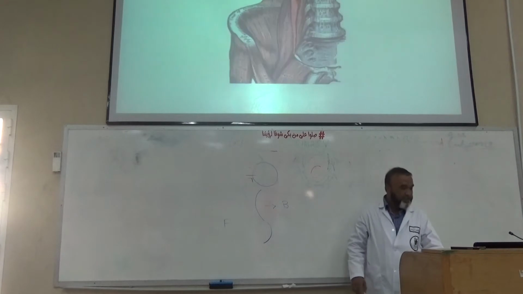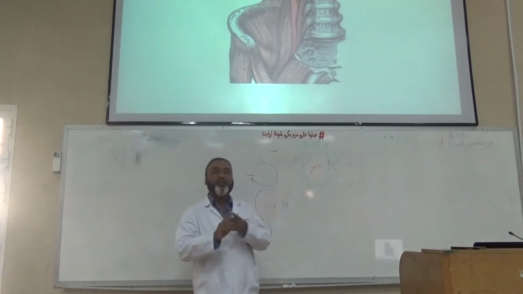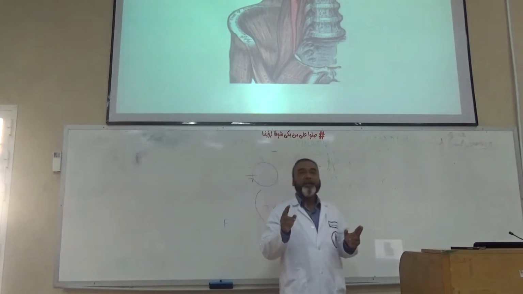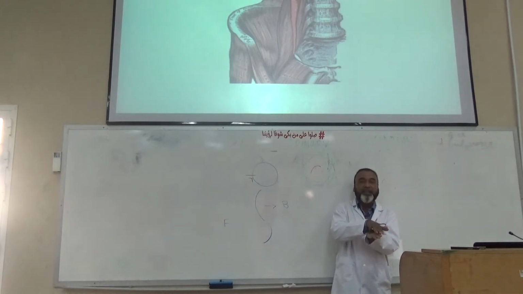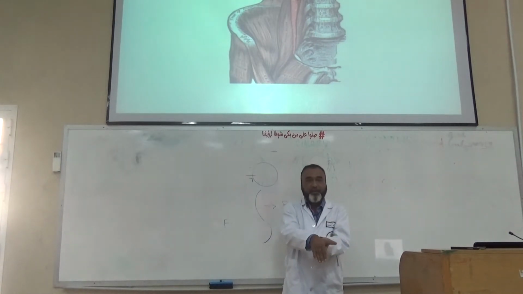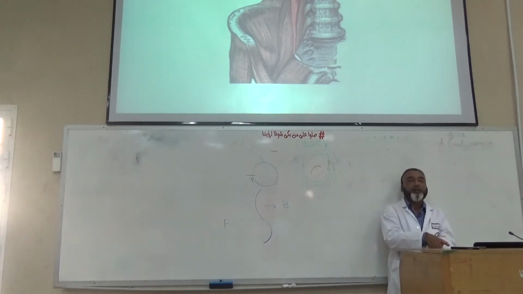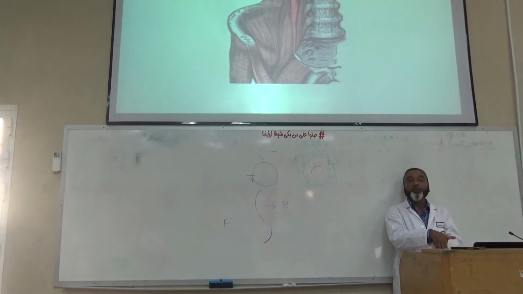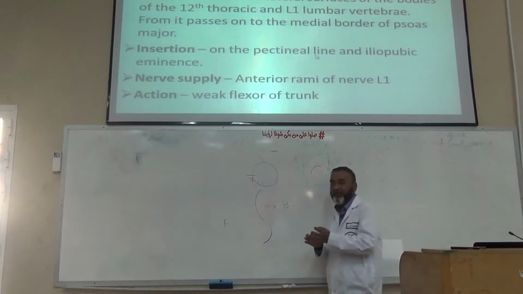Originating from where? If you see in this diagram, it is the red colored psoas minor. It originates from the sides of the bodies of the 12th thoracic and the first lumbar vertebra. Initially it is lying on the medial side of the psoas major, then it comes over its anterior aspect and passes down to be inserted at the hip bone over the iliopubic eminence and the pectineal line.